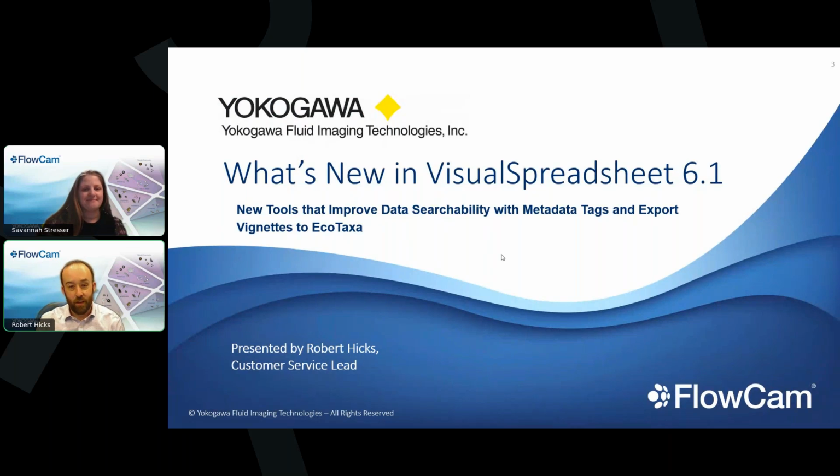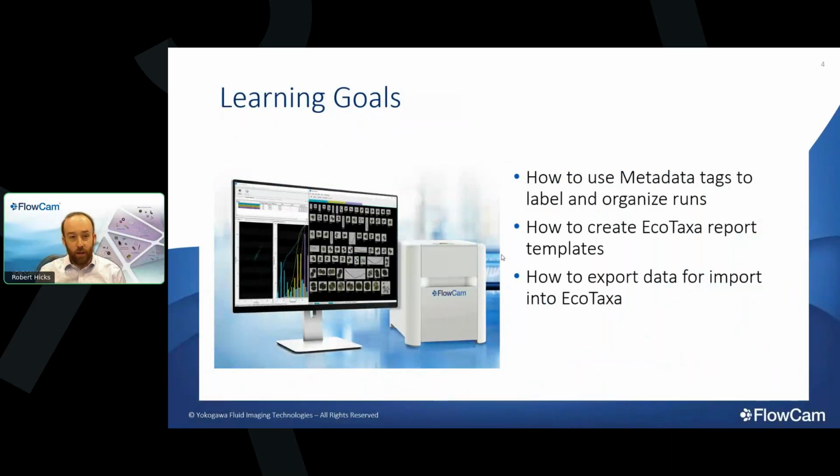Thanks, Savannah. Hi, everyone. Today's learning goals for these new features in Visual Spreadsheet are going to cover our new metadata tags features, as well as the new pathway for getting into EcoTaxa more directly from Visual Spreadsheet. We're going to cover how to use metadata tags to label and organize runs, and then how to both create these templates and get that data out of Visual Spreadsheet into EcoTaxa.